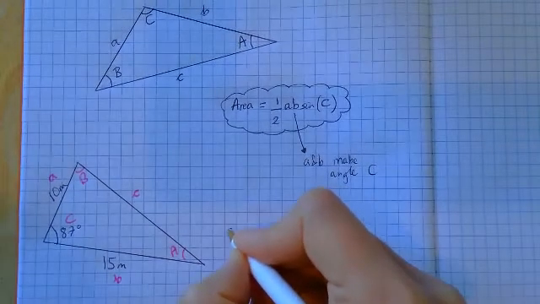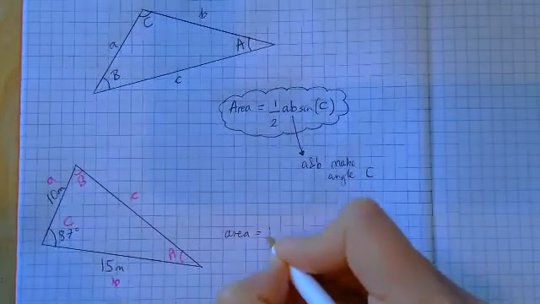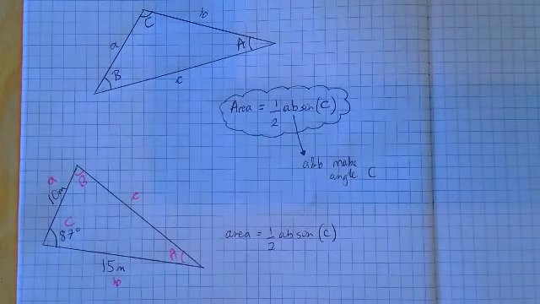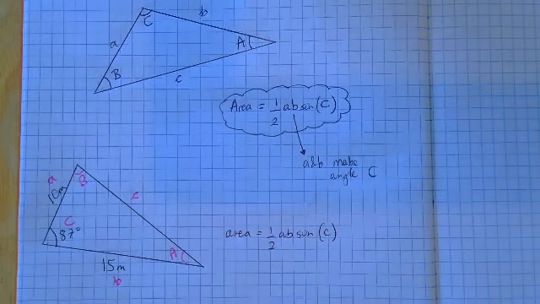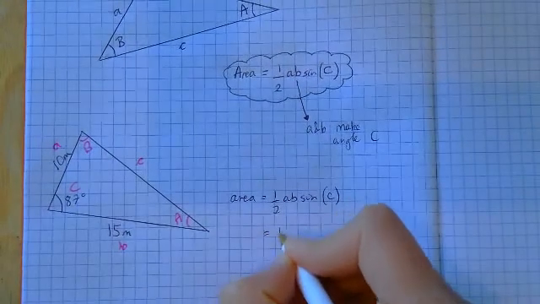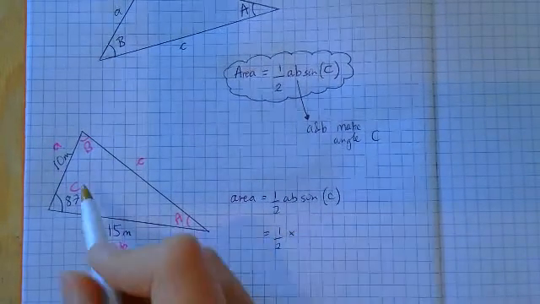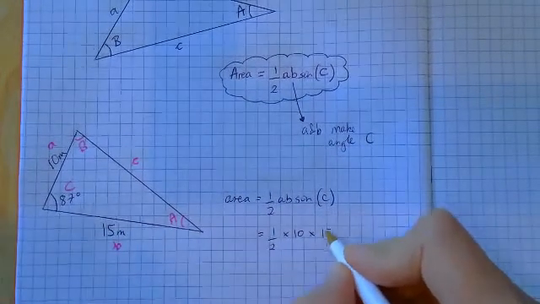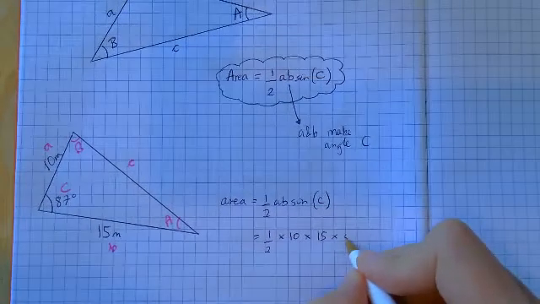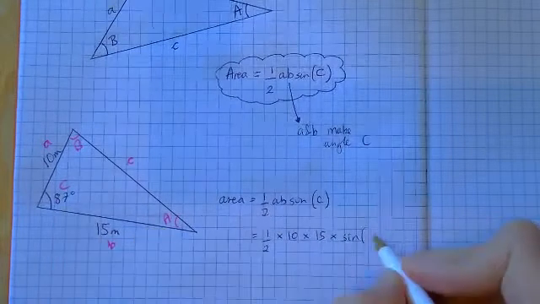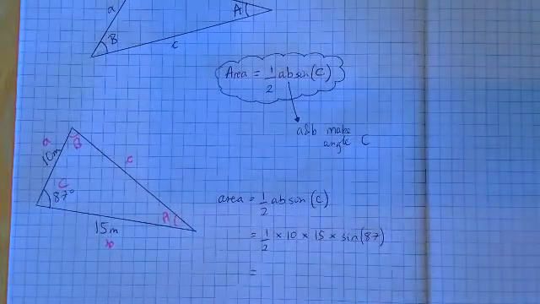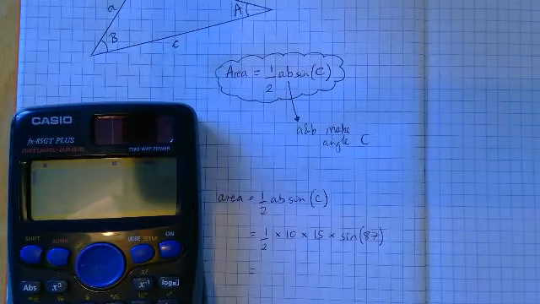So let's have a go now at working this out. So I get that the area equals, so always write your formula, half ab sine C, and you need to know that. That's something that you need to memorise. So half ab sine C. And then I've got a half times, what's a? a is 10, times what's b? b is 15, times sine of what's my C? 87. And that's going to give me the area of this triangle.